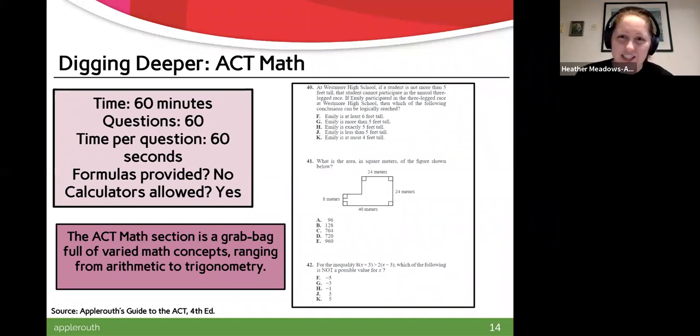The best thing to do for this section is, of course, review your core stuff, but I really recommend doing some practice tests, especially for the math, to get an idea of all the kind of crazy different kinds of questions you may get asked.